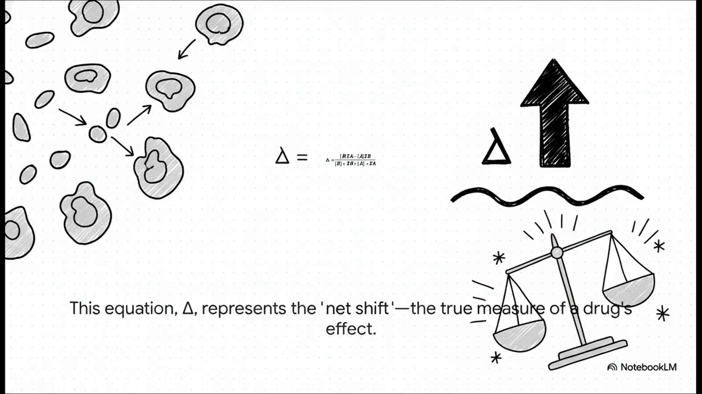And believe it or not, scientists can actually measure this. Now, I know that equation looks intimidating, but don't worry about the math. All it's doing is calculating the net shift in that seesaw's balance. It's represented by that Greek letter delta. And this becomes the real way to measure a drug's impact, not just how many locks it opened, but how much it shifted the entire system's balance.